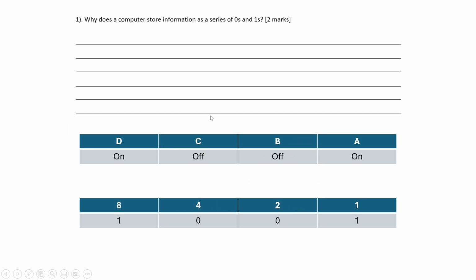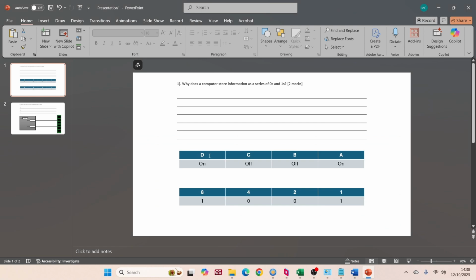Right, so in this one here, why does a computer store information as a series of zeros and ones, for 2 marks? Essentially, the thing to remember is that computers don't choose to store numbers as zeros or ones. It's just how they're made. Imagine they're made up, which they are, of these tiny little things called transistors, and these are electronic switches.